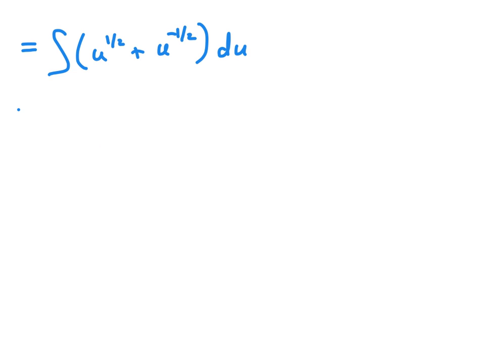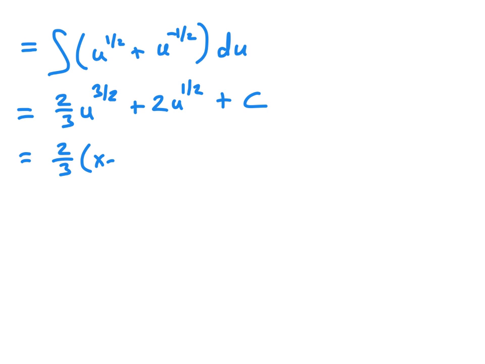Here we're going to use the power rule on each term of our integrand. The antiderivative of u to the 1/2 will be 2/3 u to the 3/2. And the antiderivative of u to the negative 1/2 will be 2u to the 1/2. Of course, we want to add our arbitrary constant c. At this point, we can substitute in our value for u, which is x minus 1. So we have 2/3 times x minus 1 to the 3/2 power, plus 2 times x minus 1 to the 1/2 power, plus c. And this would actually be a perfectly fine answer.